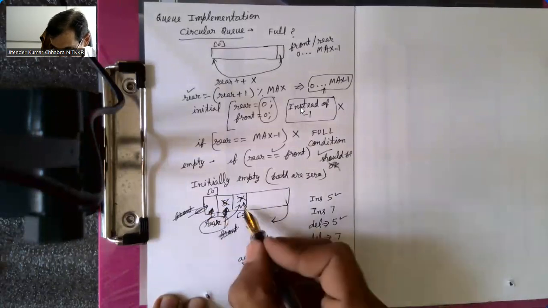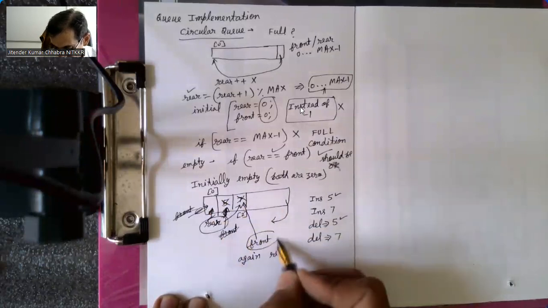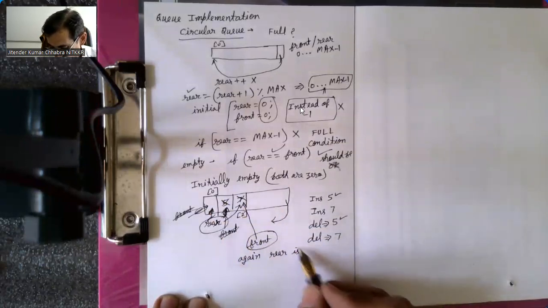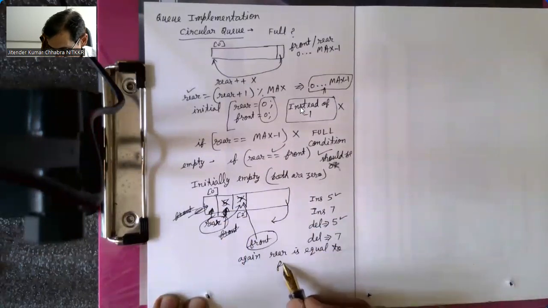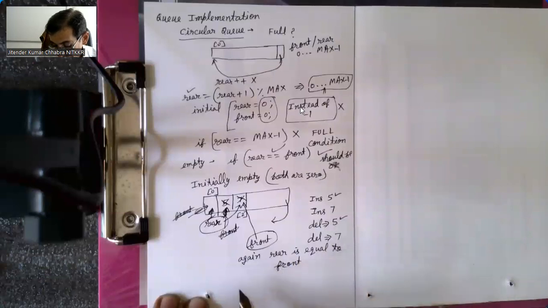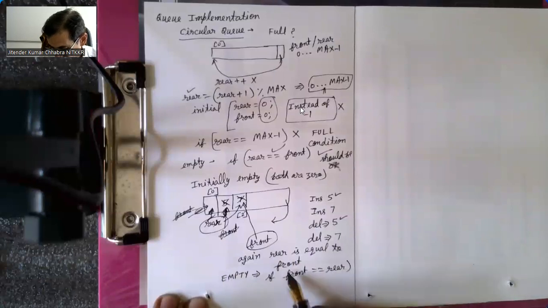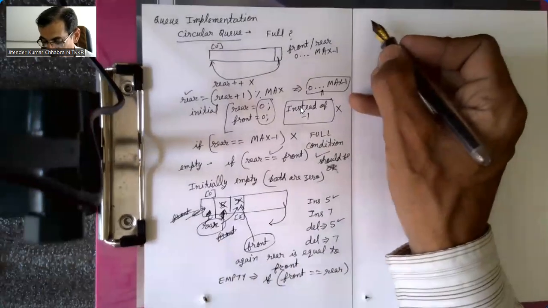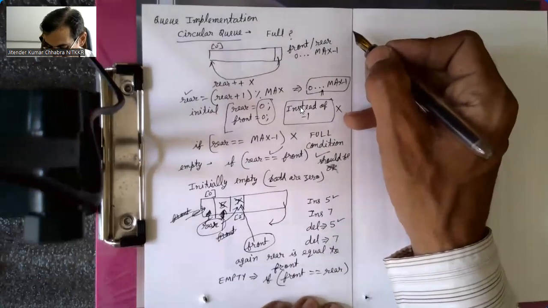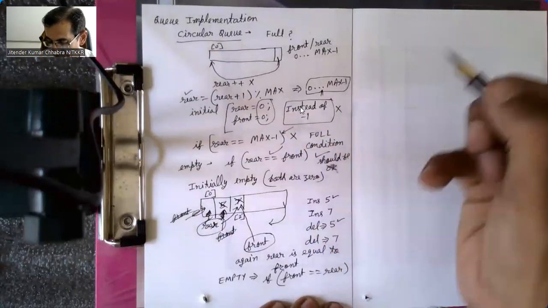Rear is also at this index 2, front is also at this index 2, and I can see that both are again equal. So for emptiness, I don't get any problem, and I can easily check if front equals rear. That becomes an empty condition without much of a problem.